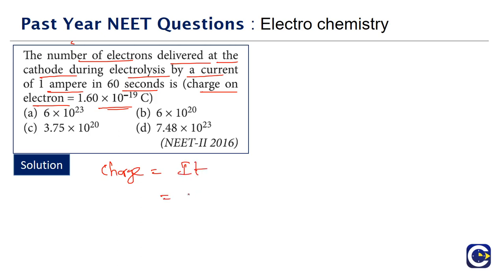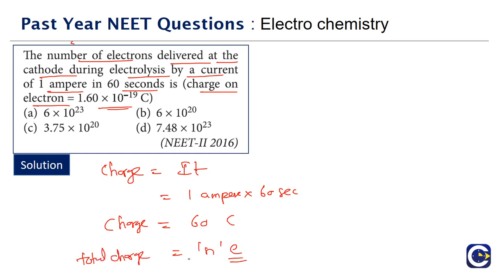Means what will be the charge formula? Charge is equal to I into t. So 1 ampere into time is what? 60 seconds. That will be equal to 60 coulombs. That is the charge. Now this charge will be delivered in the form of electrons. They are asking what is the number of electrons delivered. See, when the charge is coming in the form of, say for example, n number of electrons, let e be the basic charge, charge of electron. Then total charge delivered will be equal to number of electrons into charge of each electron, n into e.